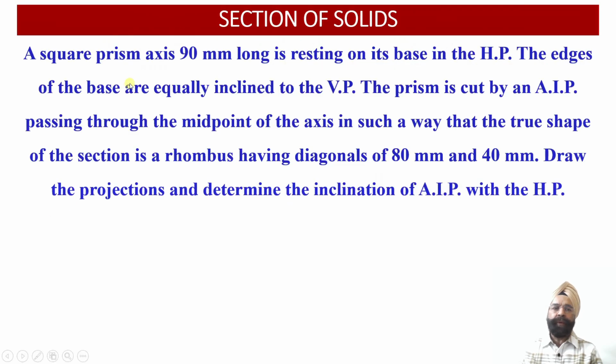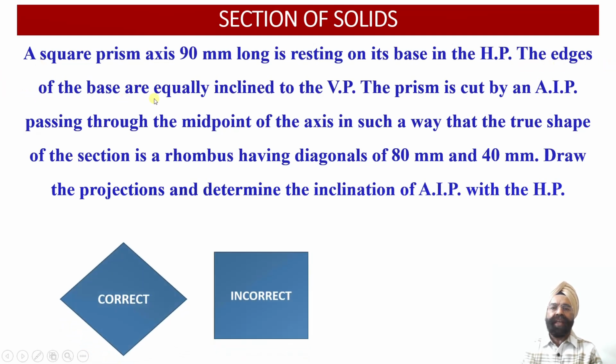Now here we have been provided with a square prism having the height of the axis equal to 90 millimeter, and this square prism happens to be resting on its square base in the horizontal plane. And the orientation of the square prism with respect to the two planes is such that the edges of the base are equally inclined with respect to the vertical plane.